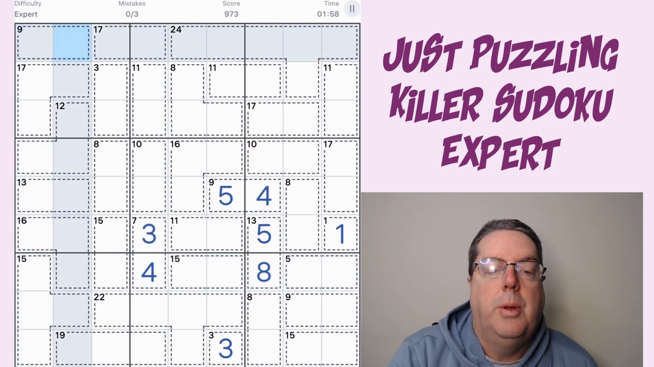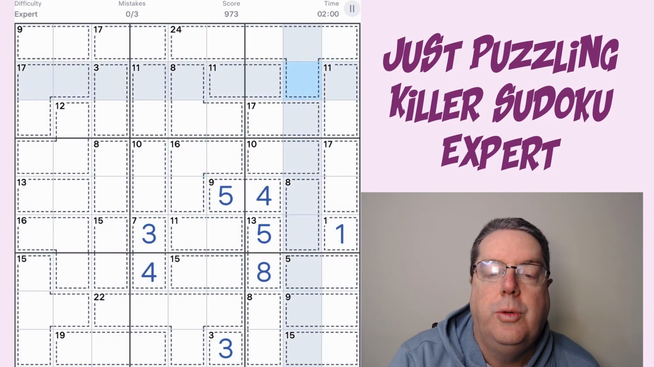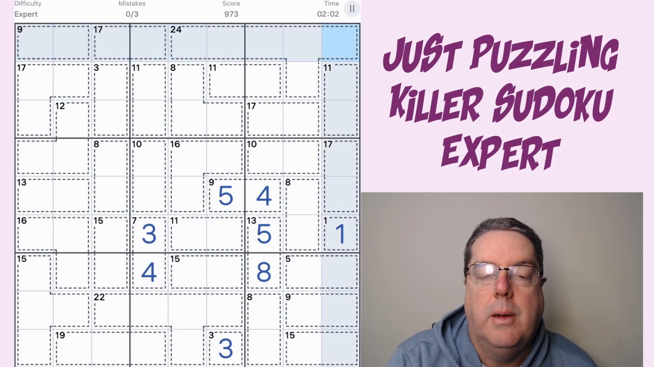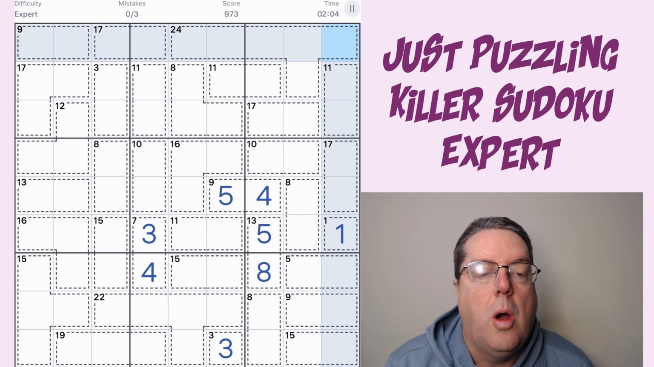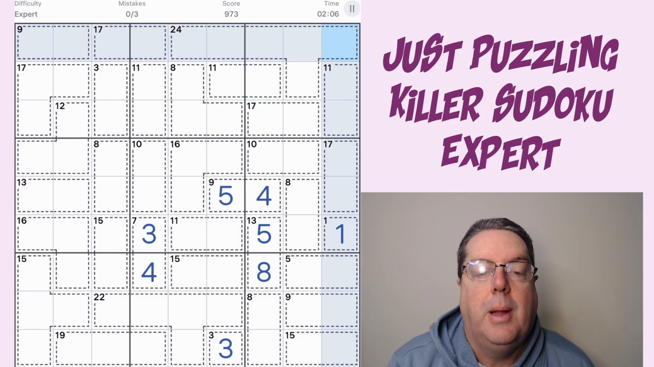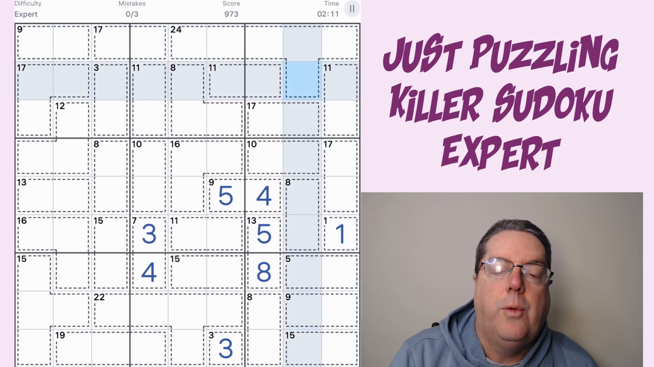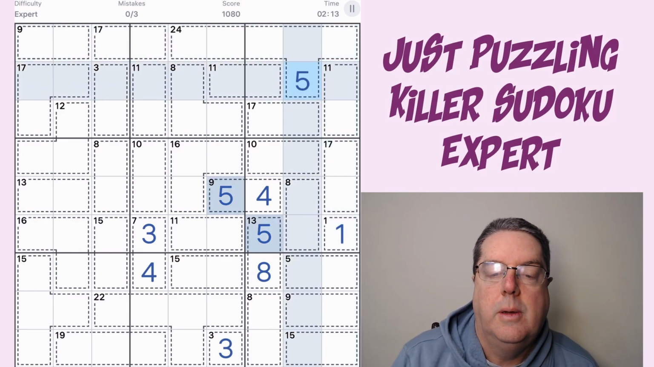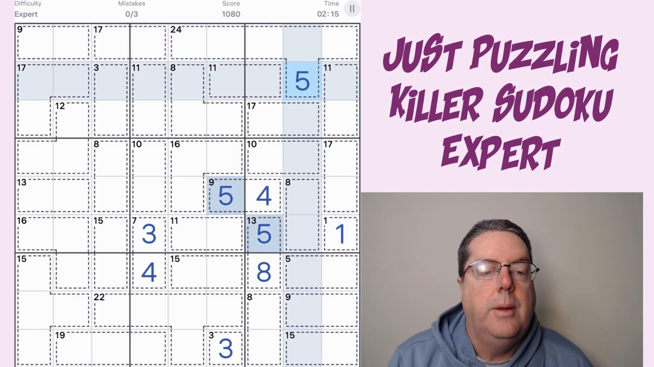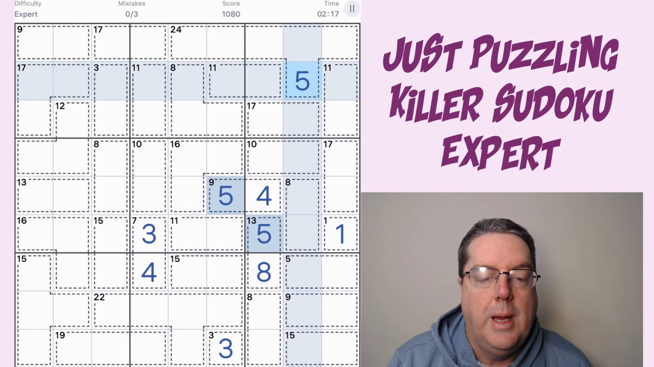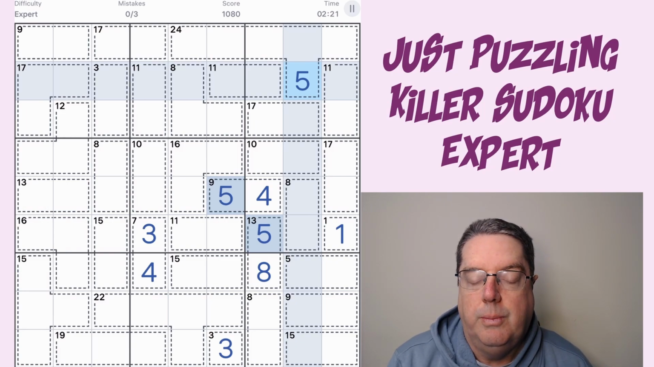All right, so we're going to do this up here for the column because this is a spare off that row. So 9 plus 17 is 26, plus 24 is 50. 50 minus 45 is 5. All right, so that's worked out pretty good for us so far. Now we'll see how it plans out after this.